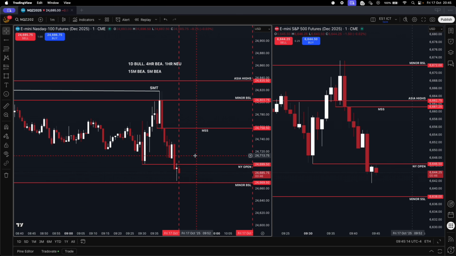Why is the 1 hour neutral although we're trading into a 1 hour bullish buy side imbalance? Because ES had already taken the high, so trading out of the bullish imbalance, ES already took the hourly high, so it neutralized the hourly bias there.